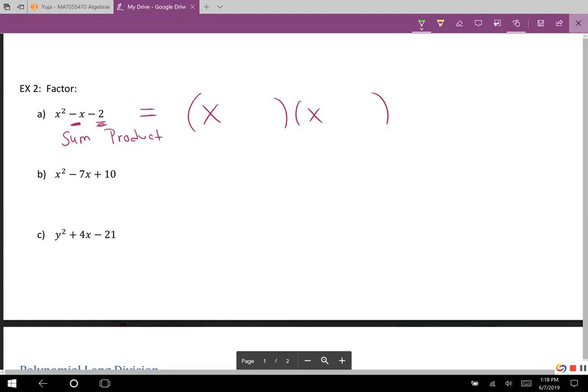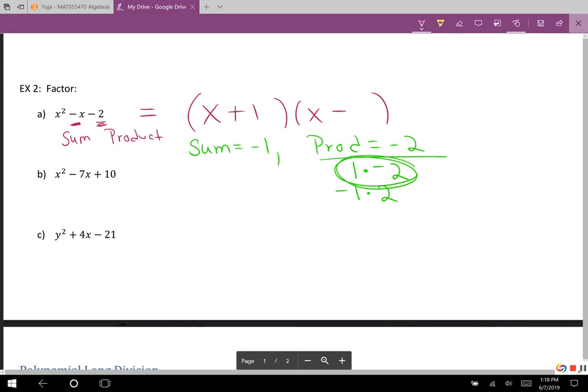So in this case, I want the sum to be -1, and I want the product to be -2. And so it's a good idea to start with that product and think about, well, what are all the ways you can get a product of -2? Well, really, it could just be 1 and -2, or -1 and +2. Those are the only possibilities. And then you just check, well, which of these add up to -1? That would be the 1 and the -2. All right, so that means in my parentheses, I'm going to have a +1 and a -2. And if I were to FOIL this out, I would get back to where I started.